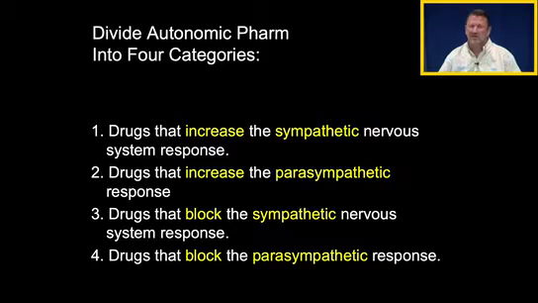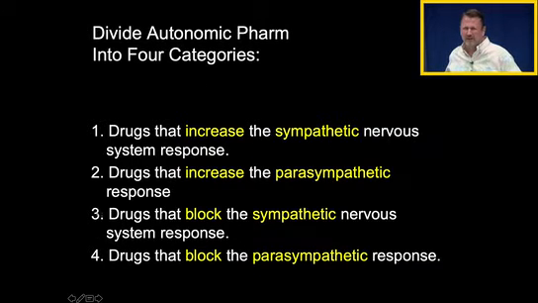And then there's drugs that block the sympathetic nervous system. Maybe you've heard of alpha blockers and beta blockers. Those are high blood pressure pills. And then drugs that block the parasympathetic nervous system response. You can just put atropine for number 4 in the belladonna alkaloids. And we'll get to all of that.